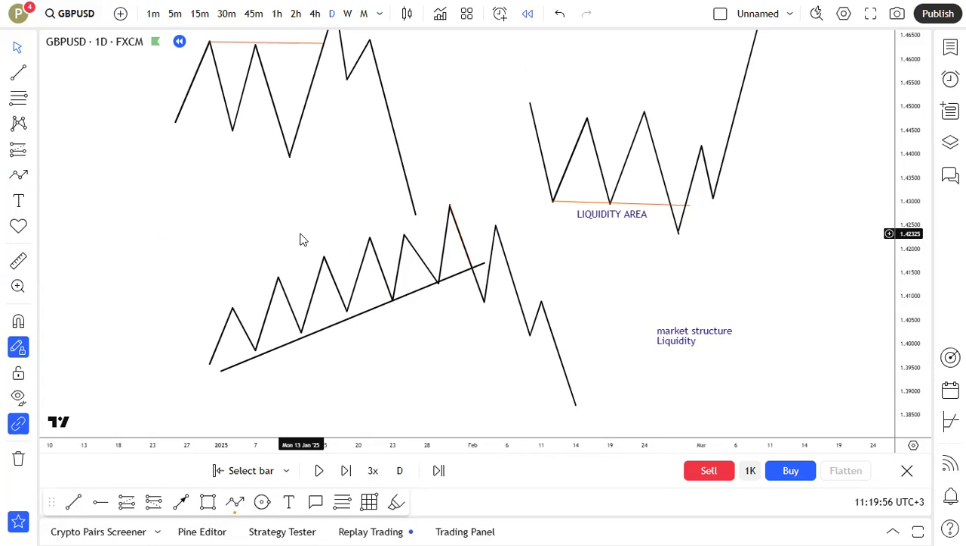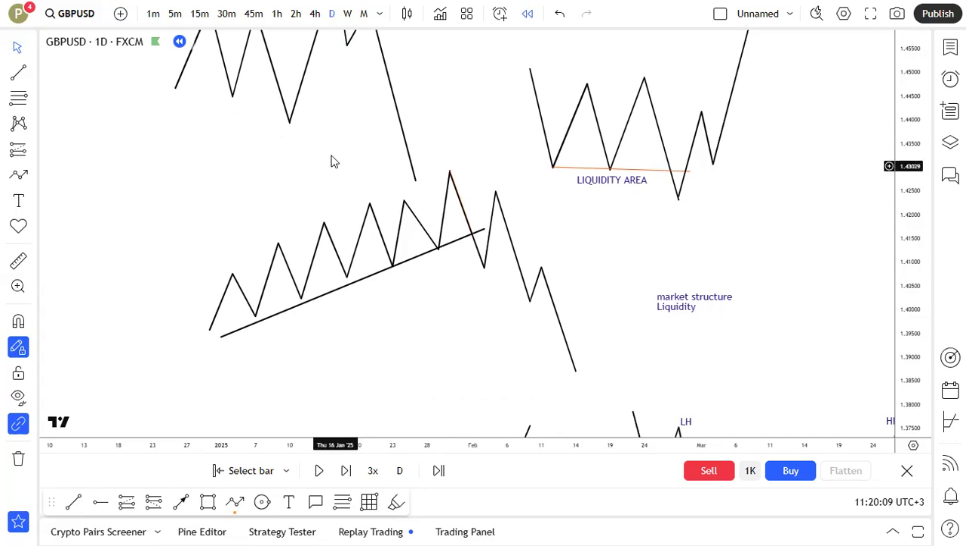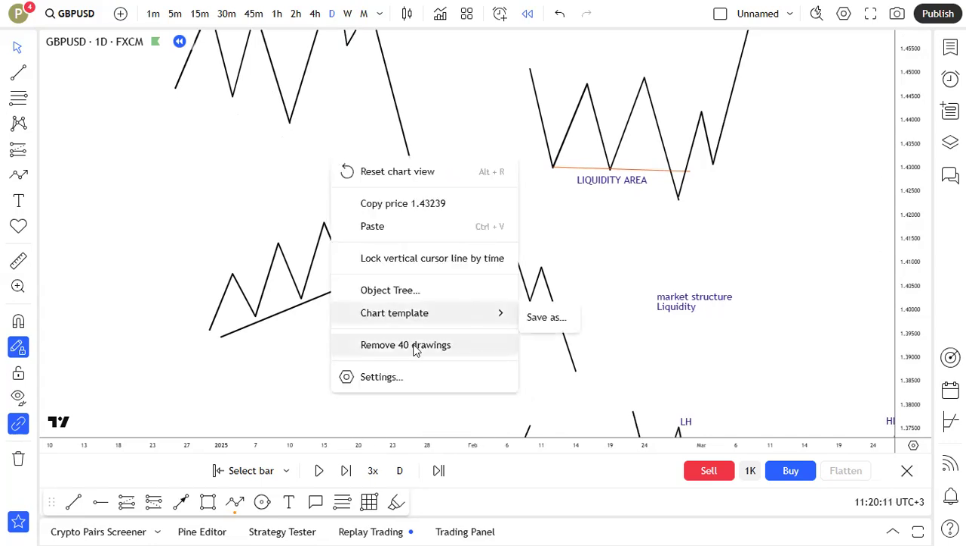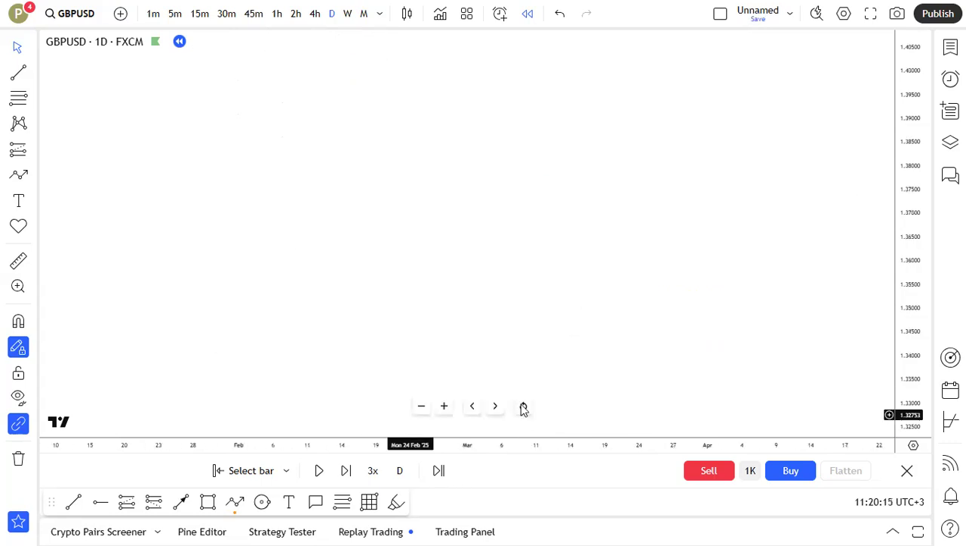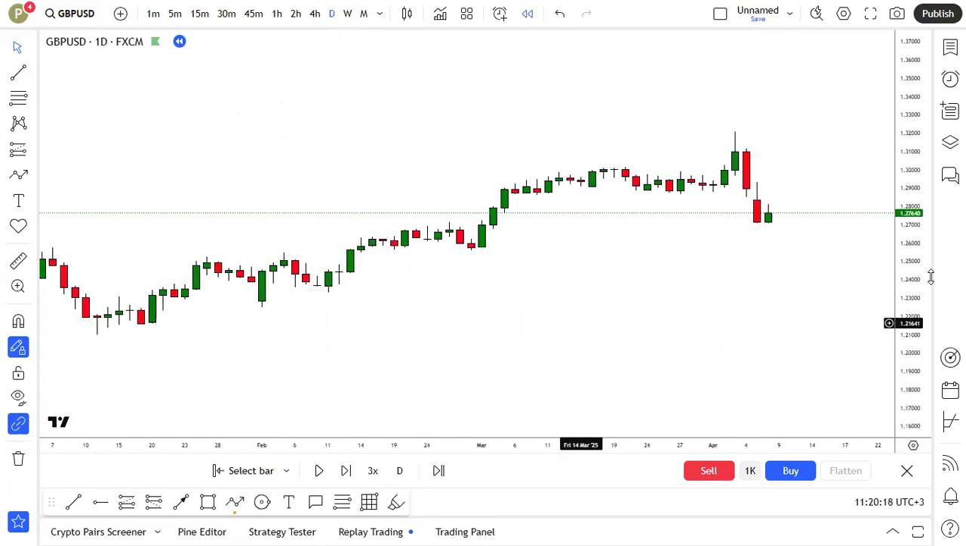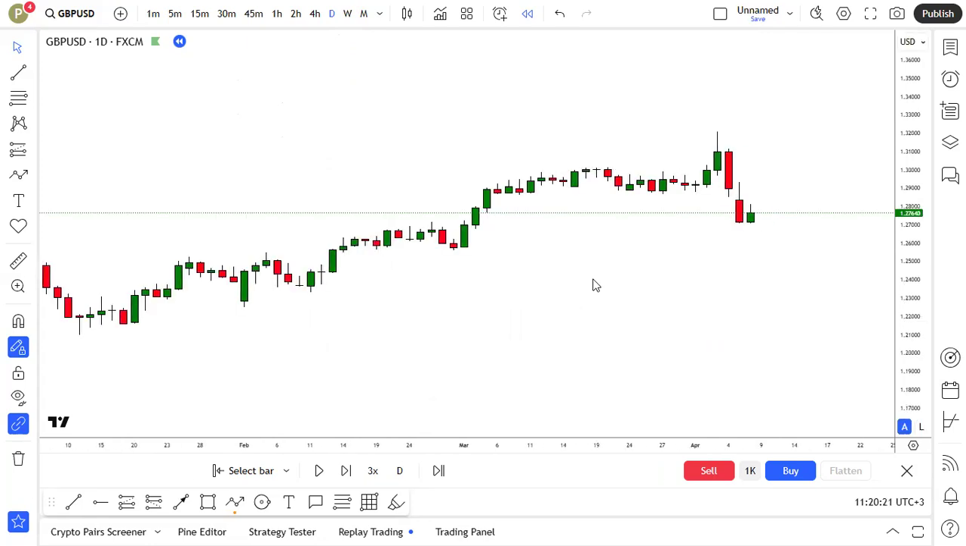Okay, so let's check some real chart examples on how we can use the concept of market structure and the concept of liquidity. So let's move these drawings and go to the charts. Okay, so here we have GBPUSD, and this is the higher time frame.